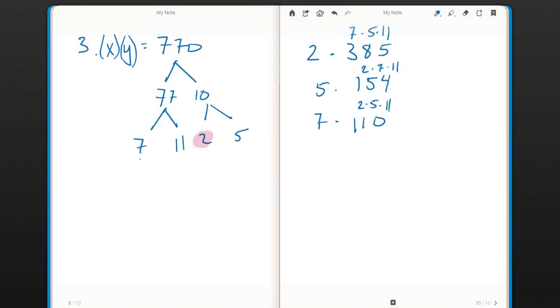I think understanding factors and how you come up with all of this is an important part of math that we often skip over. Once I've used all of my numbers individually, I think this last one, 10 times 7 is 70, of course, because this is 2 times 5 times 7. Then I can start pairing them up. And I could say 2 times 5 is 10 times 7 times 11 is 77.